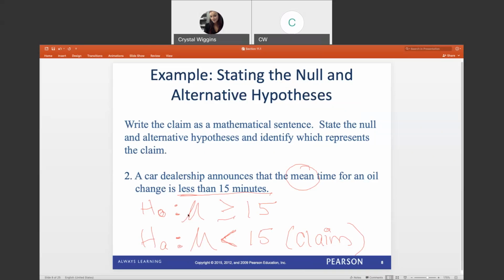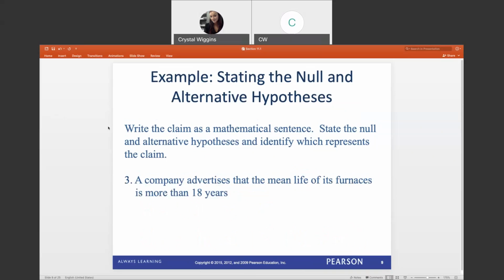Right now, notice we're just practicing the setup. We will worry about the test in future sections, but I'm telling you this setup is so important. This alternative hypothesis determines the test you do, which then directly affects the results. Example 3. A company advertises that the mean life of its furnaces is more than 18 years. So again, I'm going to set up my null and my alternative.